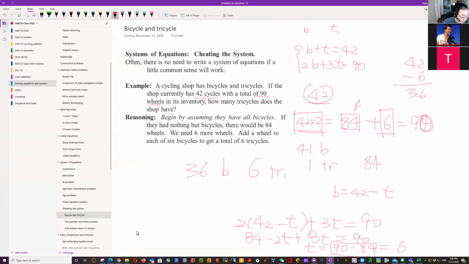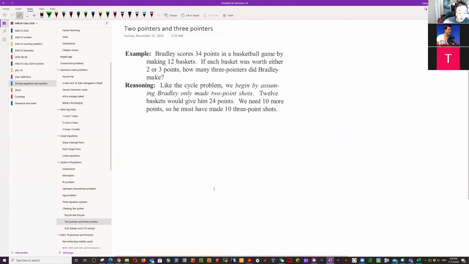So how about that? Let's see another example, where you can replace both ways. This is a 2-pointer, 3-pointer. Bradley scored 34 points in basketball by making 12 baskets. If each basket was worth either 2 or 3 points, how many 3-pointers did Bradley make?